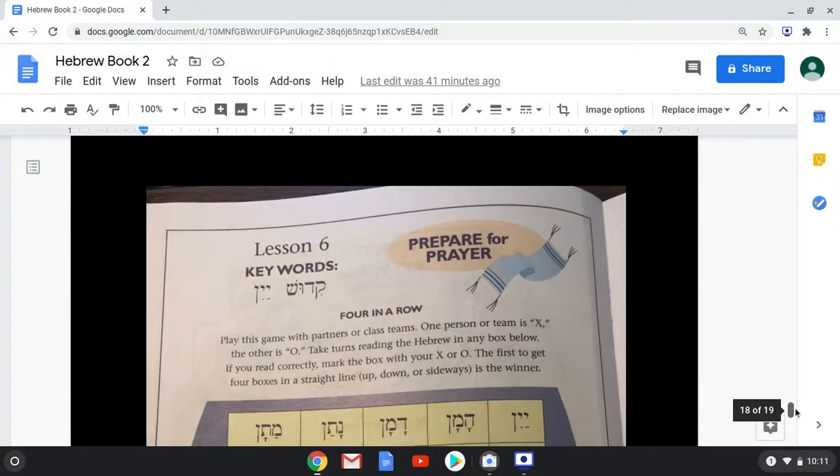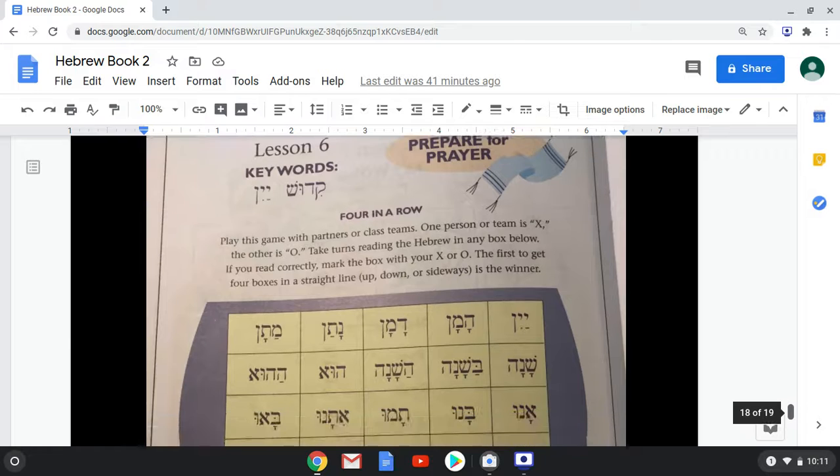Okay, we have that prepare for prayer thing again. So it says, play this game with partners or class teams. One person on the team is X and the other is O. Take turns reading the Hebrew in any box below. If you read correctly, mark the box with O or X. The first to get 4 boxes in a straight line, up, down, or sideways, is the winner.